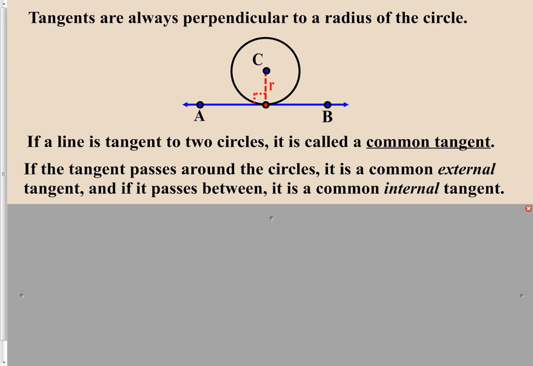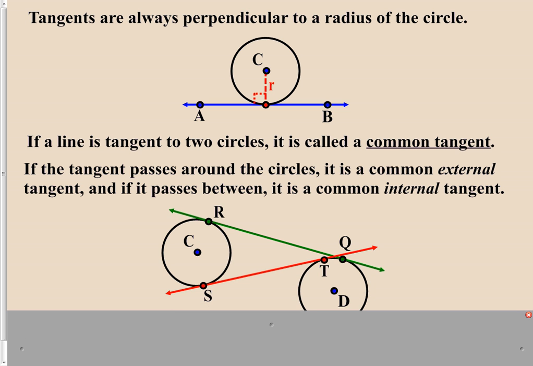Okay, and common tangents are actually broken down into two subgroups, and the subgroups would be internal and external. If the tangent passes around the circles, meaning it does not pass through the space between the two circles, then it's what we call an external tangent. But if it passes between the two circles, kind of going through the space in between them, then it's what we call an internal tangent.